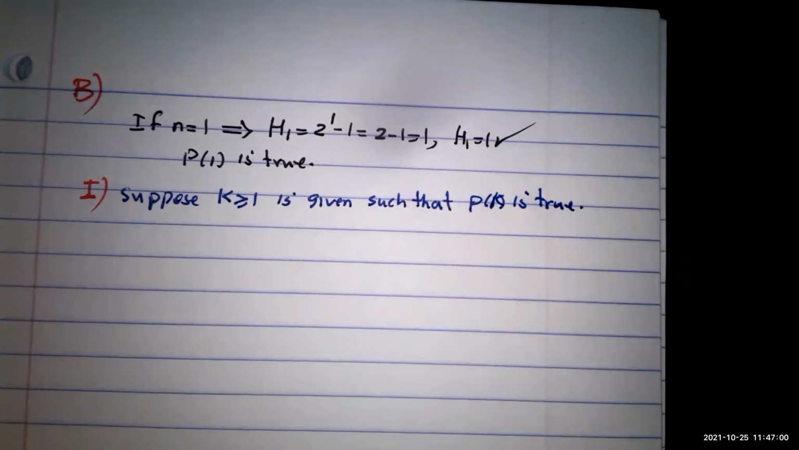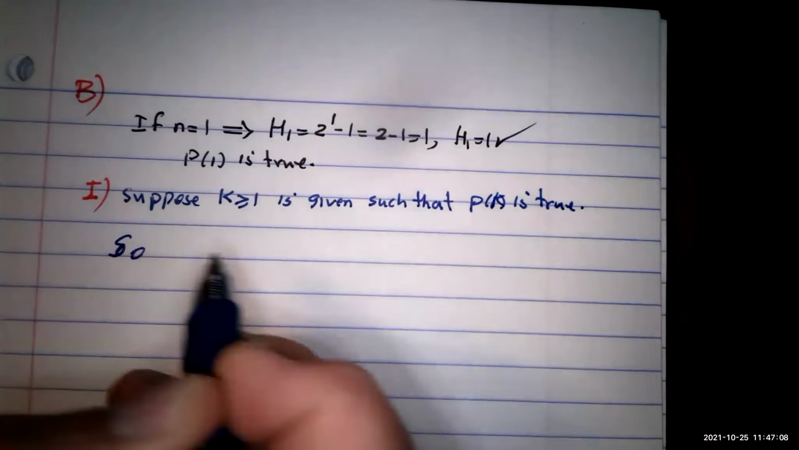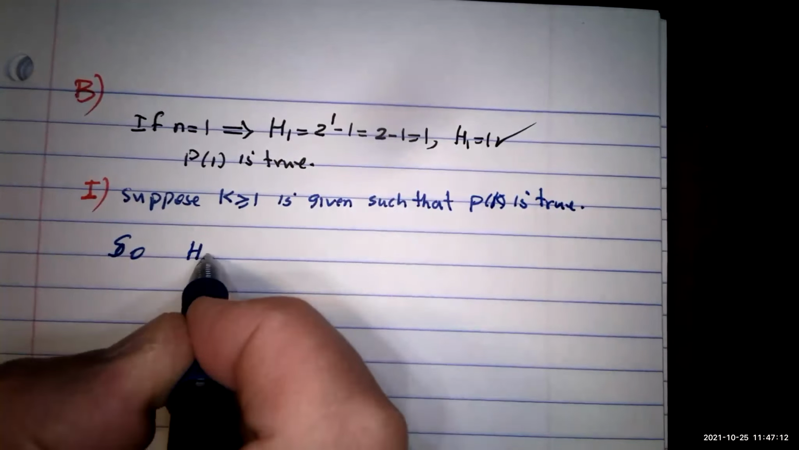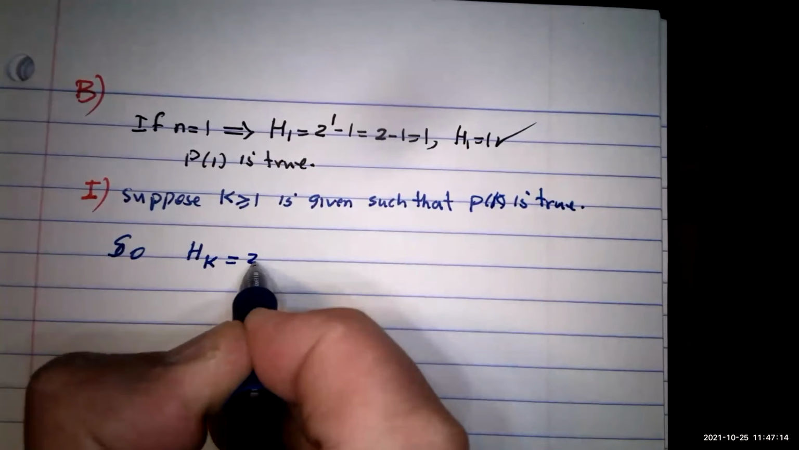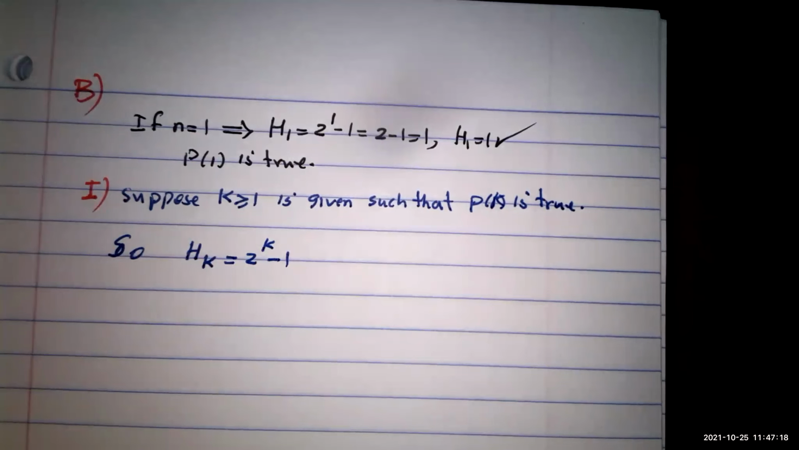Remember, you fix it for K and you prove it for K plus 1. So what does it mean? PK means HK is equal to 2 to the K minus 1. But you want HK plus 1, how are we going to get it?